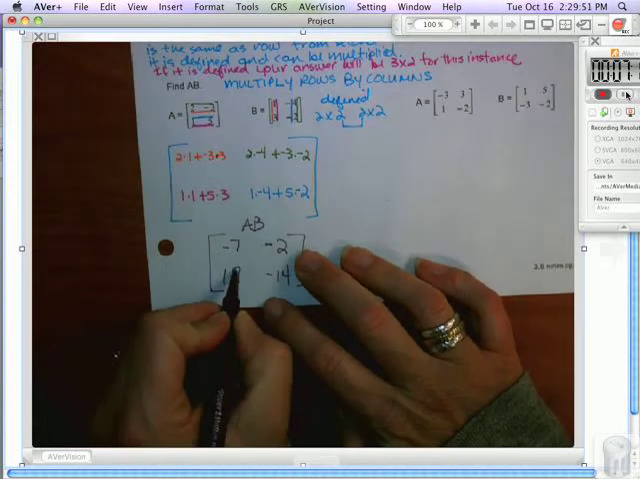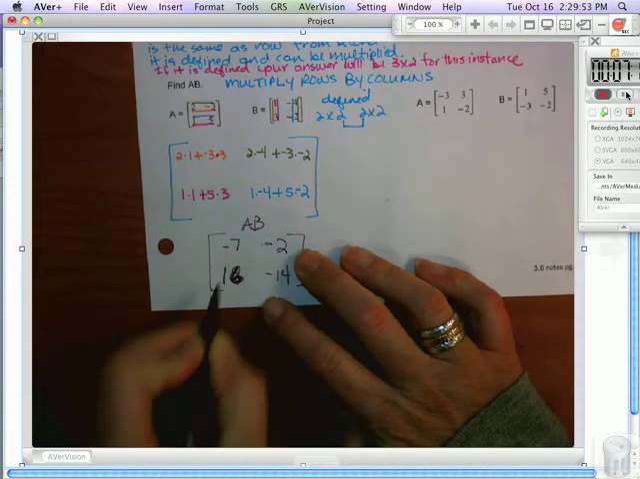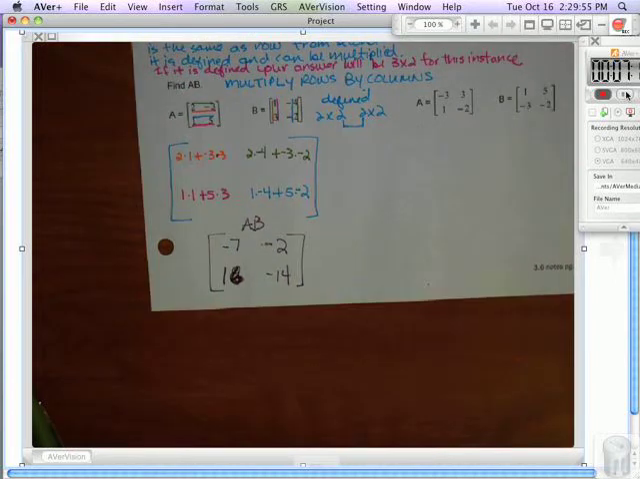Don't ask me why. I don't know why. What did I do? You did 1 plus 8. Oh yeah, I added instead of multiplying. See how easy it is to screw up? 16.